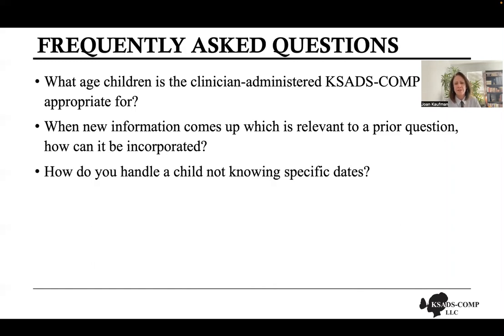How do you handle a child not knowing specific dates? Children don't often know dates. So mostly I don't worry about it. Rather than ask them about year, I ask about grade, because oftentimes kids can recall the grade. If it's a young child, you would typically have done the interview with a parent before the interview with the child, and you can just pull the dates from what the parent said. And if not, you just make your best guess. I wouldn't spend a lot of time worrying about it.